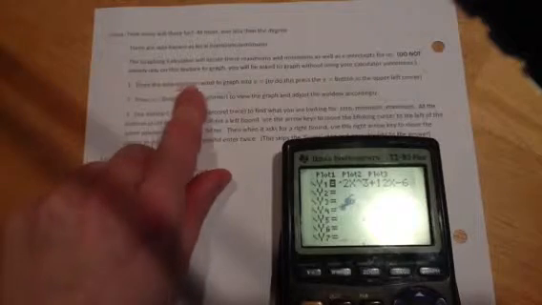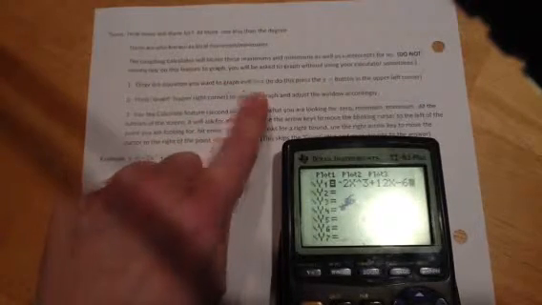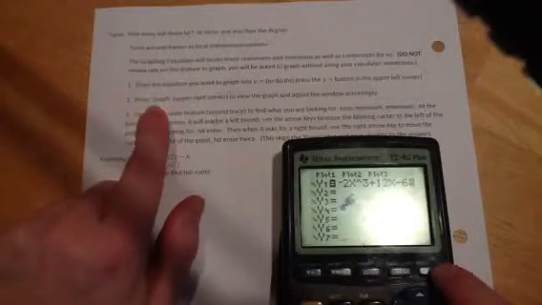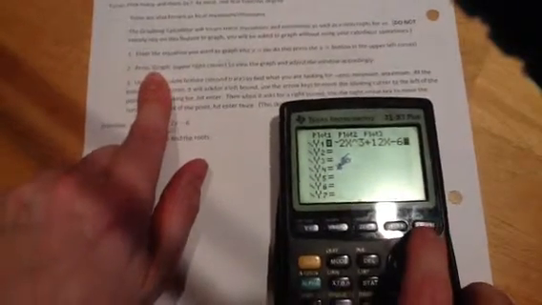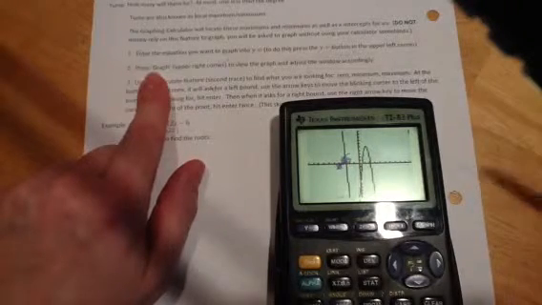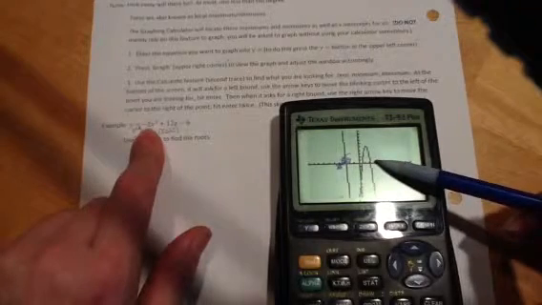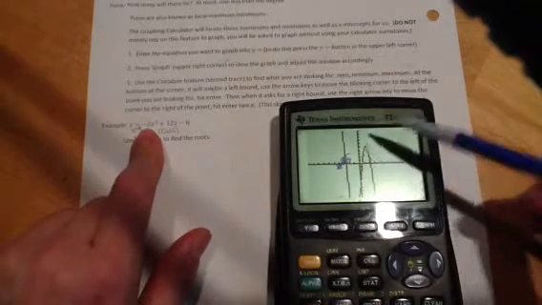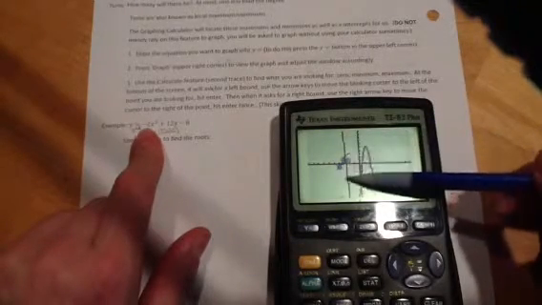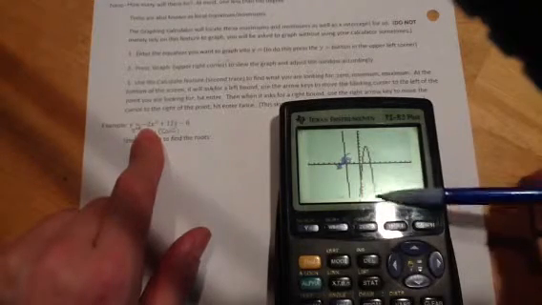So here we have, enter the equation you want to graph in y equals, and then we're going to press graph. Graph is right here. So I'll press graph. Now notice that my function is degree 3. I have 3 roots, and I can have 2 turns. So I know that if I follow my graph down, it has to turn around and come back up and go back down like that.